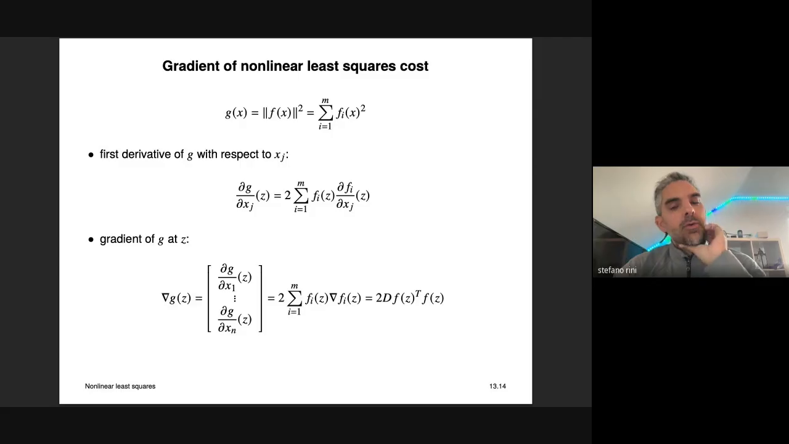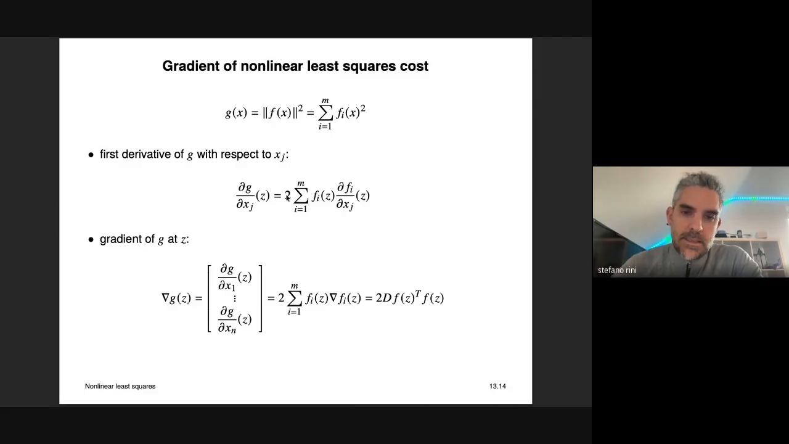So now we want to use this machinery, this Taylor approximation-like thing, in order to define what is a gradient for a nonlinear least squares. So we start from our function G, which we say is the norm of this vector F squared. What we want to do is take the derivative of G with respect to the xi's, the vector of unknowns.